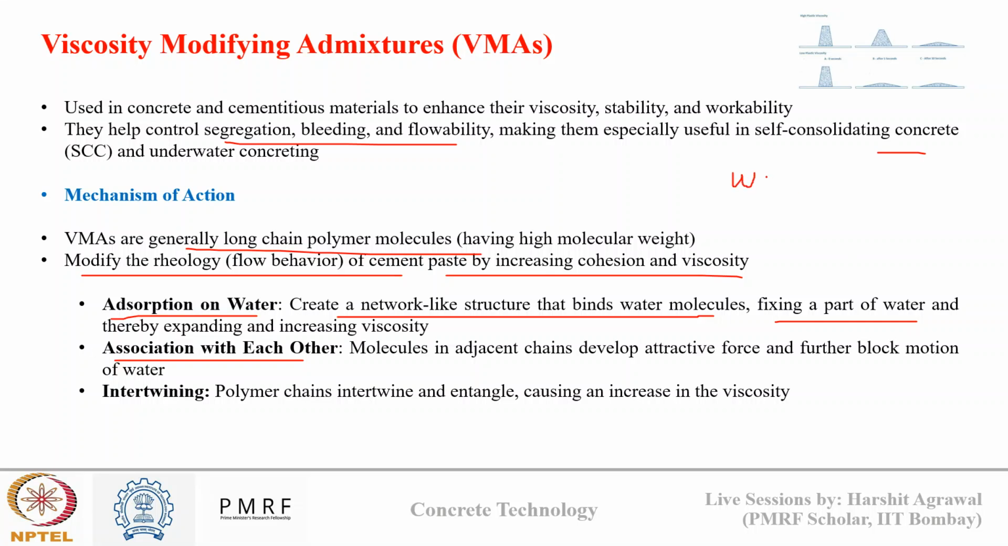Suppose I have w grams of water. From w grams, this viscosity modifying admixture will fix some grams. If I have less free water, what will happen? The viscosity of my system will be modified, and they will increase the viscosity. Apart from fixing the water, these molecules can develop attractive forces and further block the motion of water, which can increase the viscosity of my system, and they can cause entanglement between them, which can cause the increase in viscosity.